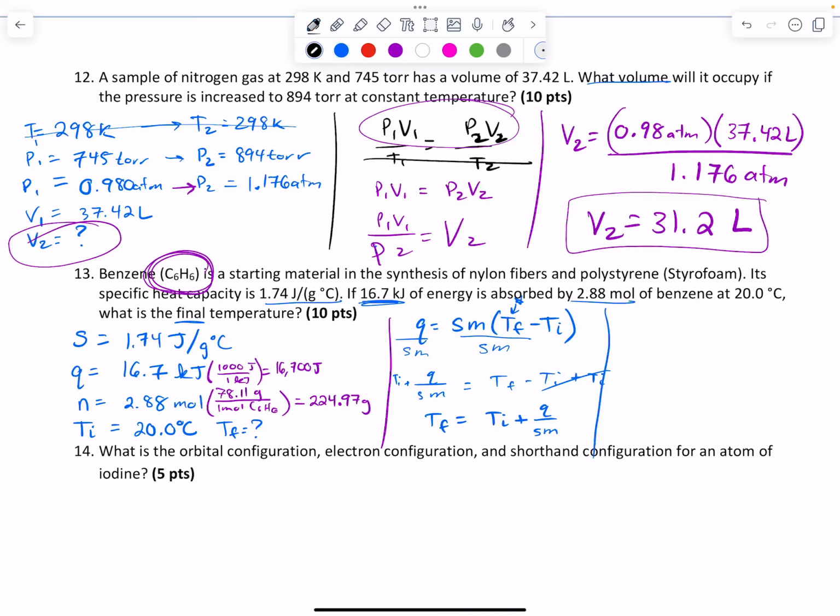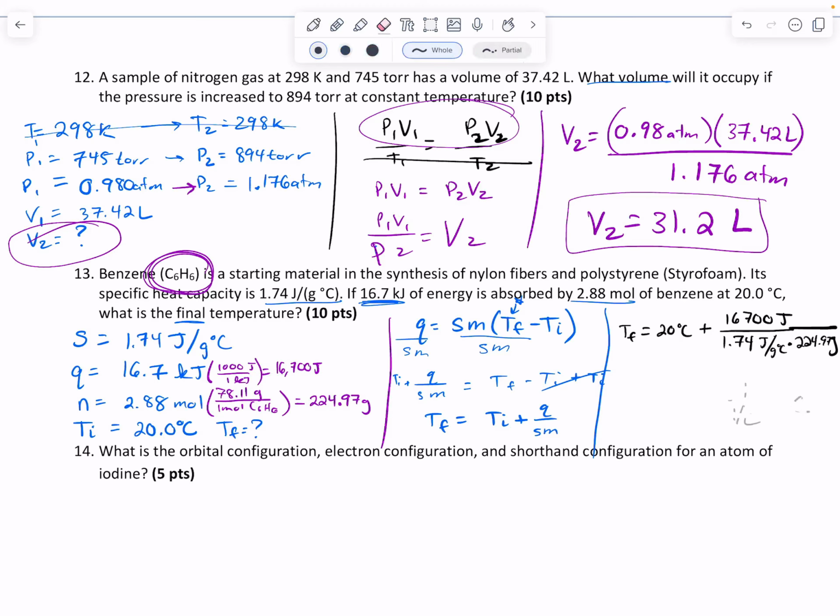And now I can come over here and put my final answers in here. So T final equals T initial, which is 20 degrees Celsius, plus Q, which is 16700 joules, over S. S is 1.74 joules per gram degrees Celsius. My joules are going to cancel. And then I multiply that by my grams, which is 224.97. And that's grams, so my grams are canceling. It's going to end up with degrees Celsius all over here because 1 over Celsius equals Celsius. And so that's going to leave me as Celsius plus Celsius.